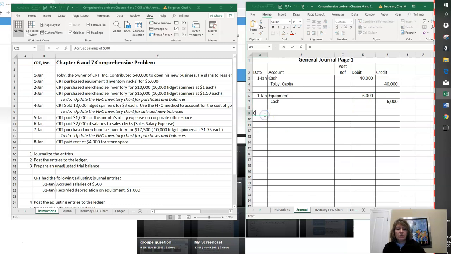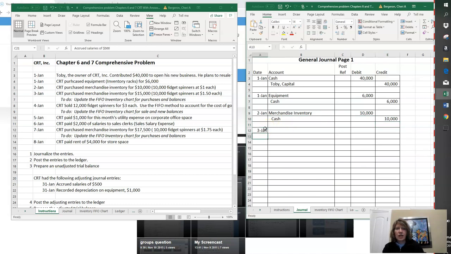All right, and then on January the 2nd, it says that I purchased merchandise inventory for $10,000. That was 10,000 fidget spinners at $1 each. So that's merchandise inventory to me because I plan to resell it for $10,000. And we'll use that breakdown in just a few minutes. And cash goes down because I paid cash.